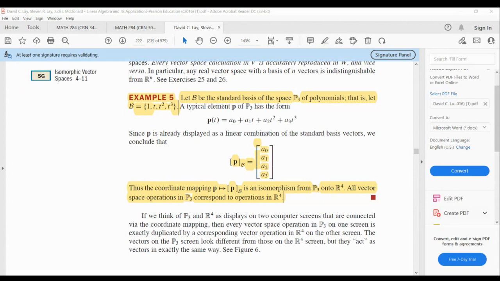Okay, are there any questions at all regarding example 5 or regarding section 4.4? Okay, Cameron's good.